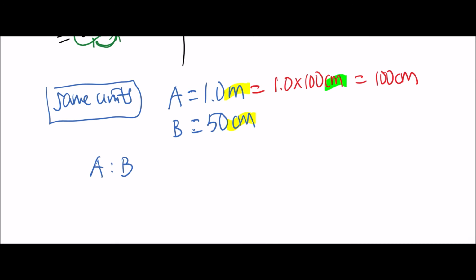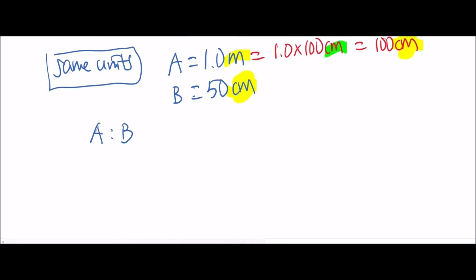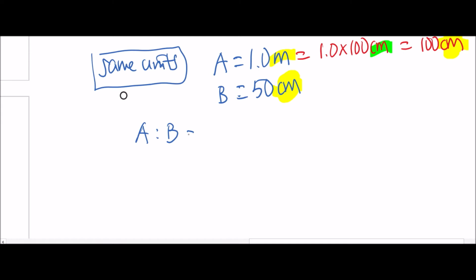So now I can compare cm to cm, no problem. I'm going to write down the ratio: A is to B equals 100 is to 50. Now, do I need to write the units in the ratio? The answer is no, because they both have the same units, so there's no need to write them. Anyway, again, we don't leave our answers as 100 is to 50. Instead, if you notice, I can divide both sides by 50.